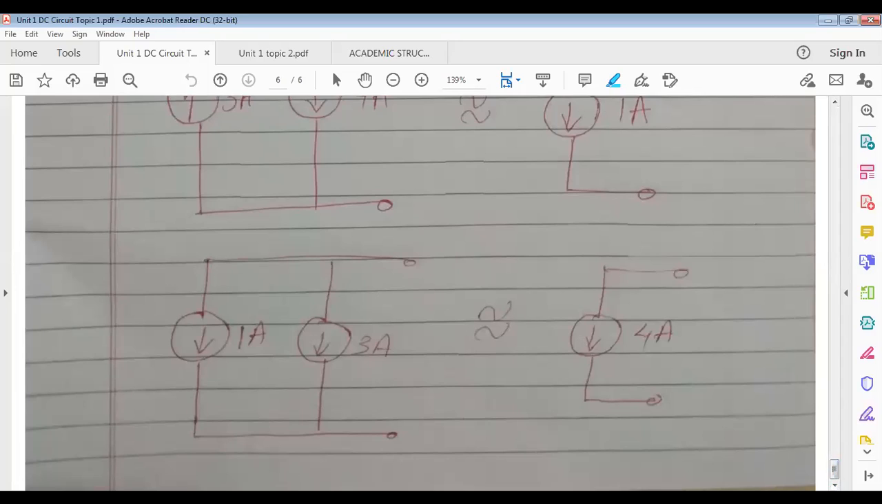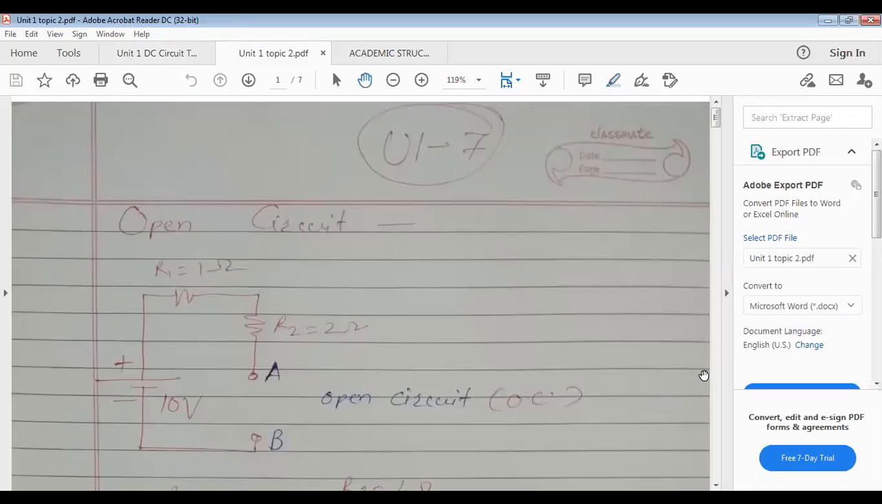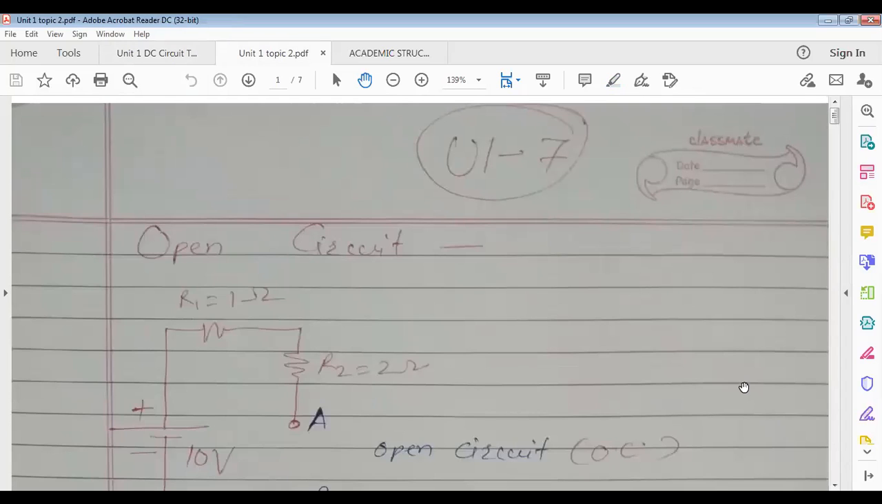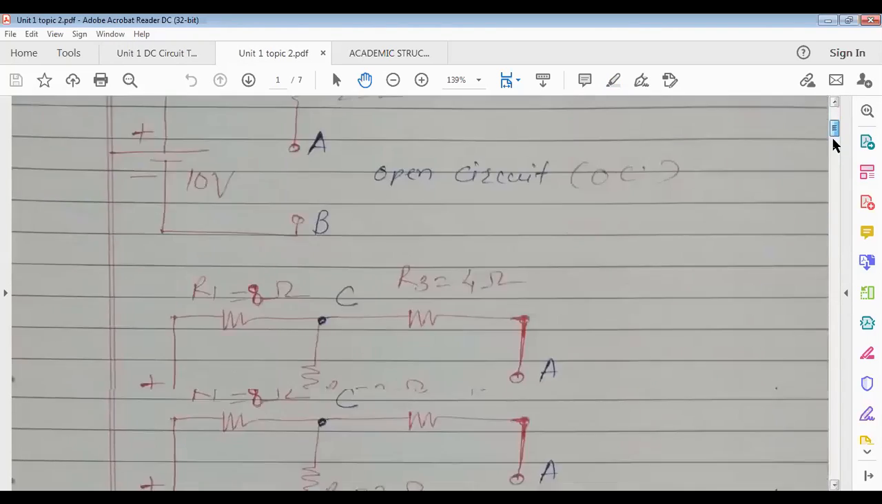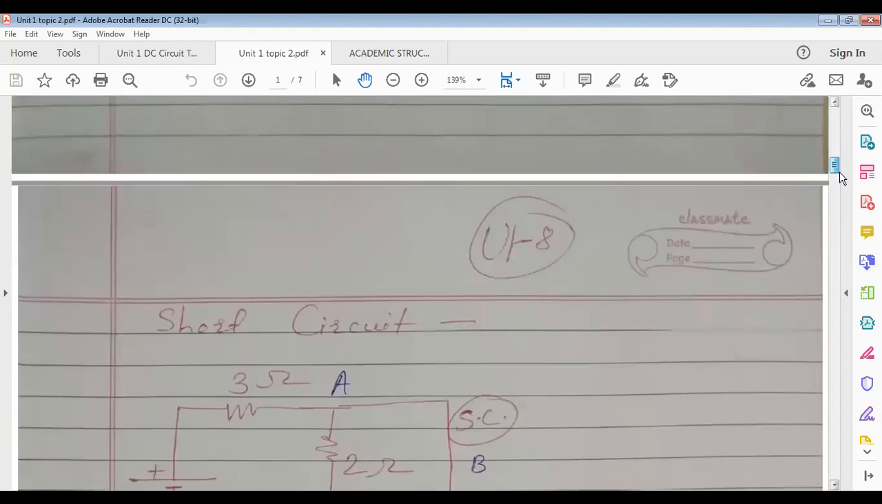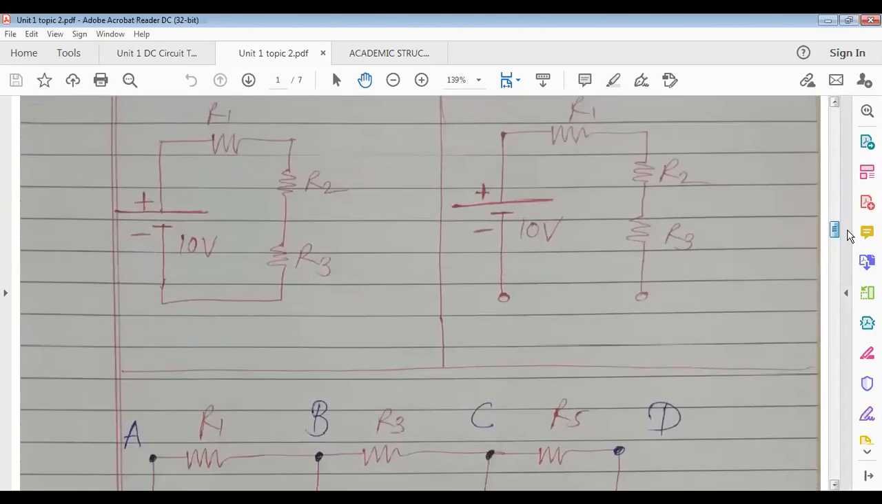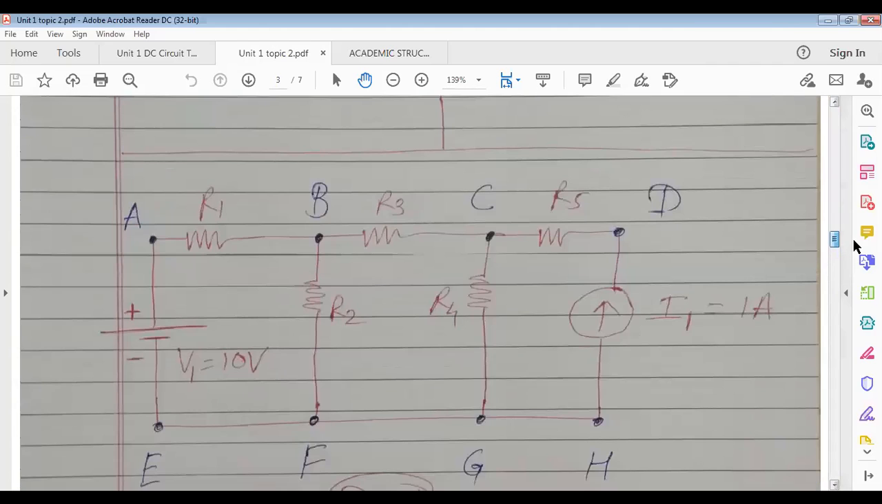Again, the next topic will start. So here see this one electric circuit. Can everyone see? Yes. This is another PDF. Yes, ma'am. Title: unit 1 topic 2.